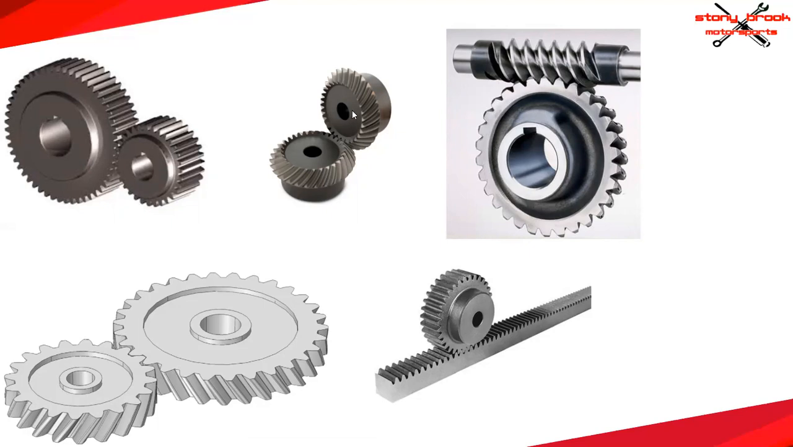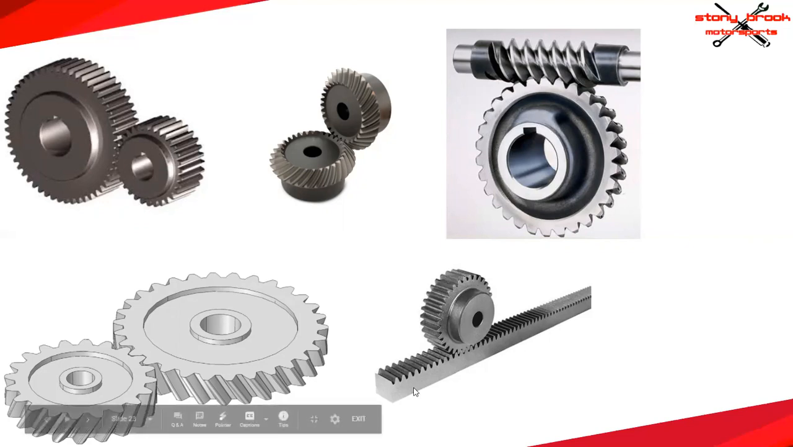As you can see, their axes of rotation intersect, whereas on something like a worm gear, the axes of rotation don't actually intersect. They're slightly offset from each other. The bottom right one is a rack and pinion.